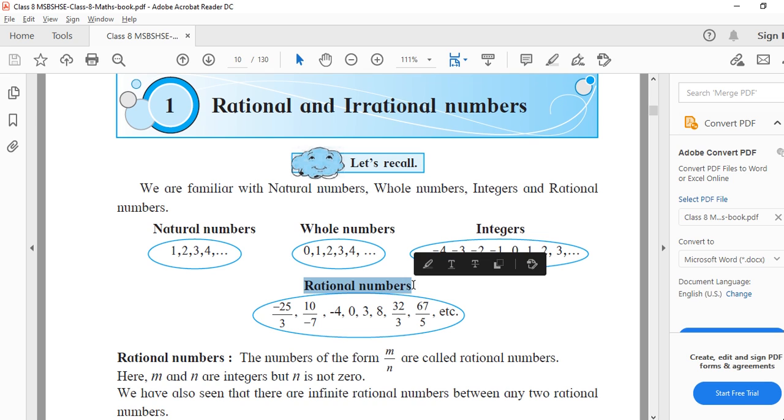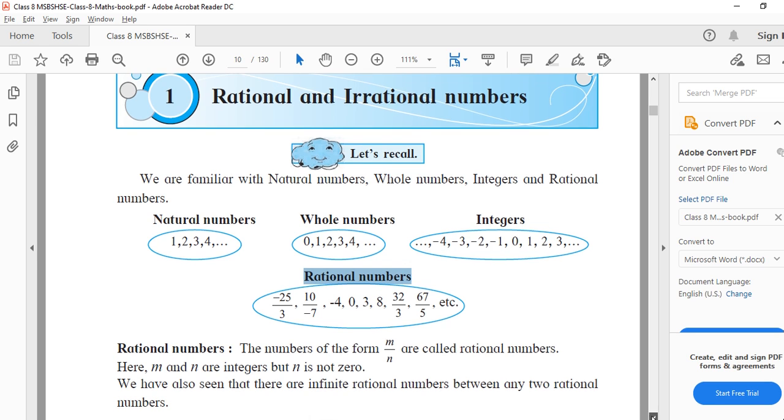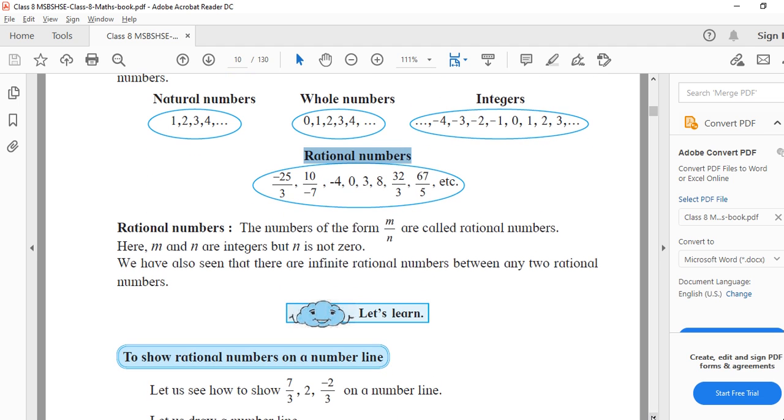Now let's see rational number, but before going to rational number, let's understand the definition of rational number. The definition says the number in the form of m upon n is called a rational number, but there is a condition: m and n are integers. Integer means it can be positive, 0 or negative, but n is not 0, which means the denominator should not be 0. It can be any number other than 0, but not 0. So such a number we can call a rational number.